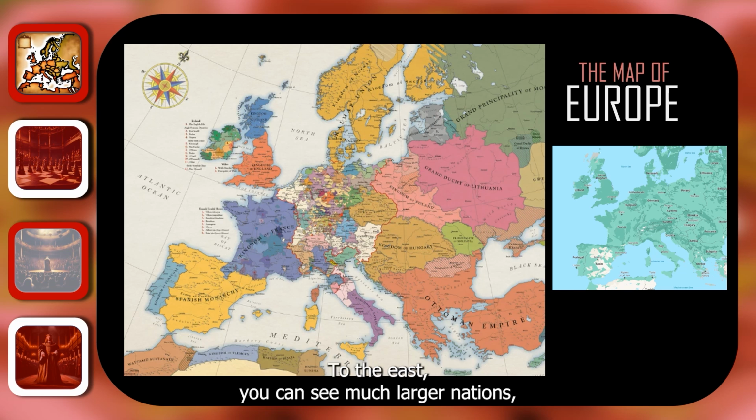To the east you can see much larger nations, most notably the Islamic Ottoman Empire. Of course, the most important thing to remember is that the word Britain is anachronistic because Britain did not yet exist. Scotland was its own kingdom and, as shown in the map, the only area of Ireland controlled by the English crown was the Pale of Dublin on the east coast.